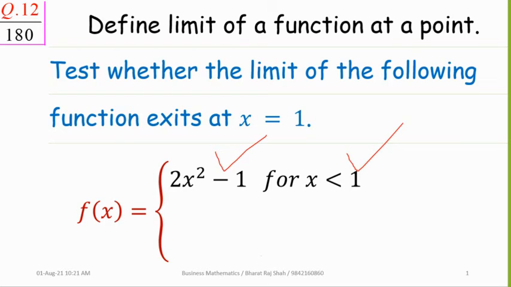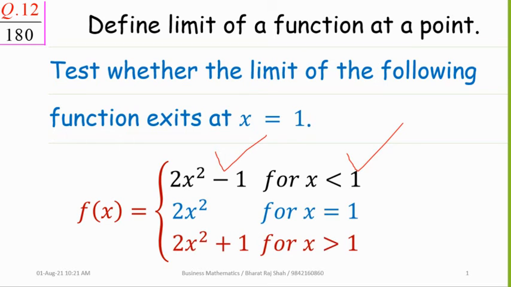For x less than 1. And then after that, another function is 2x square for x equal to 1. And another, 2x square plus 1, for x greater than 1.